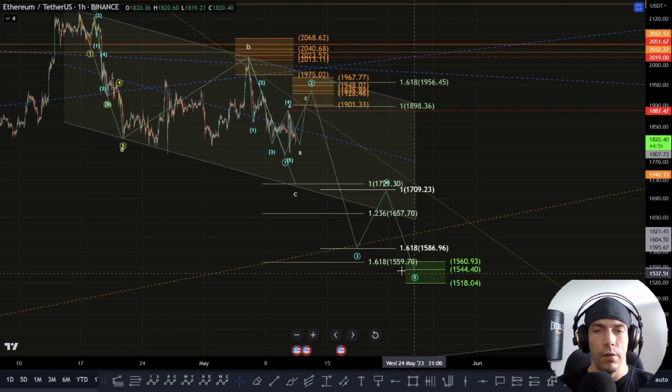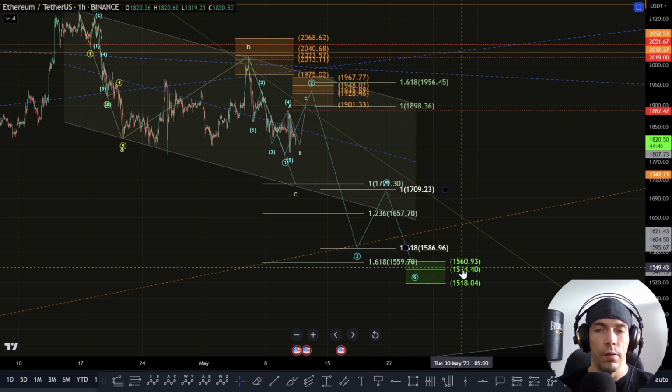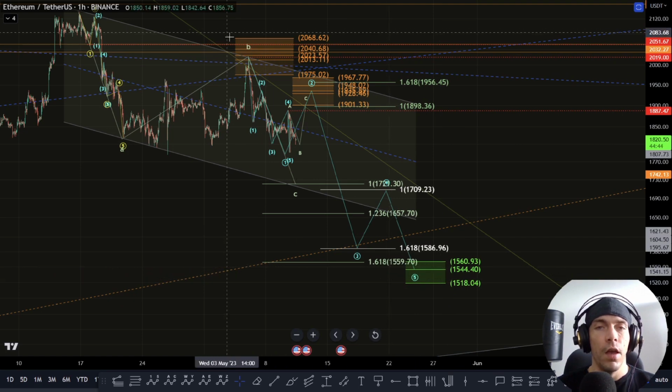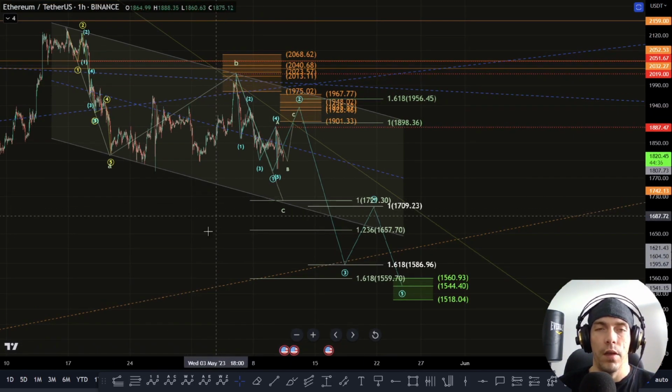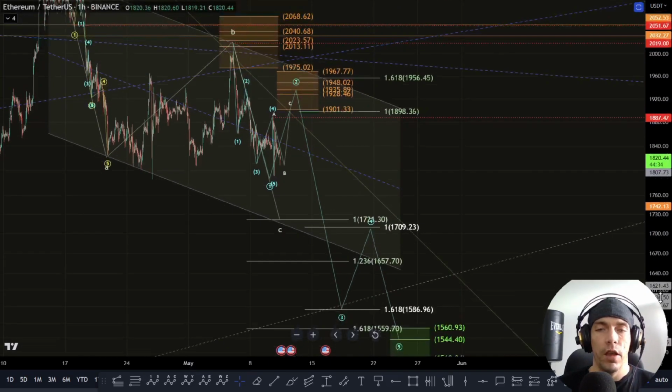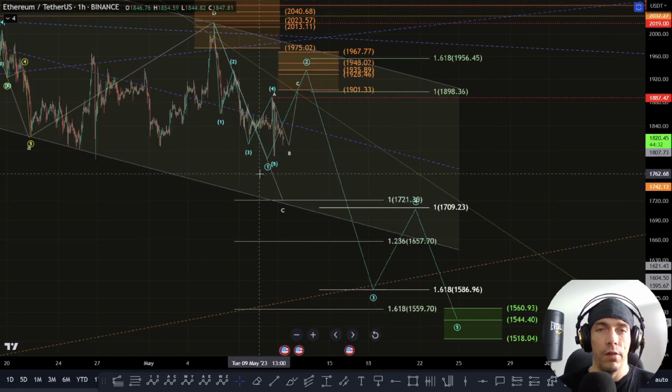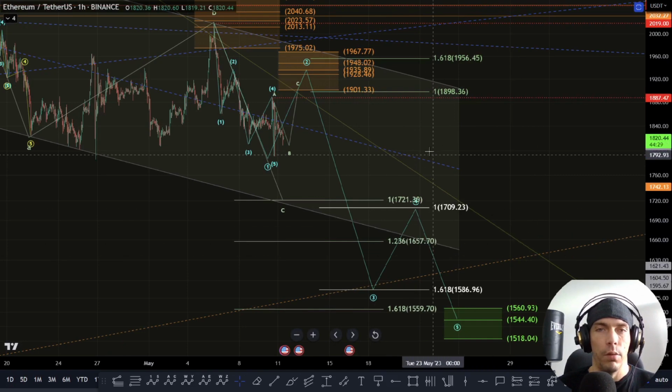here, and we could see that this would actually take us down past this zone of this 1618, which would be this 1559. So this is what we need to be careful of here, is that if we do get a breakdown into these lower areas here, this 1560 to this 1518, this could actually indicate that we are looking to form a 5-wave structure off these highs, in which case that starts to put the bullish count really at stress at that point. So we need to just be careful of that.